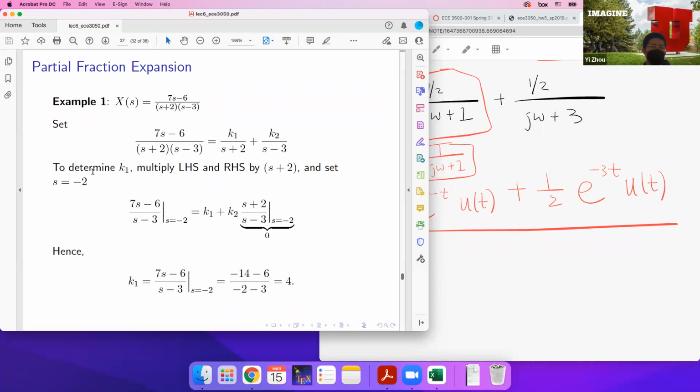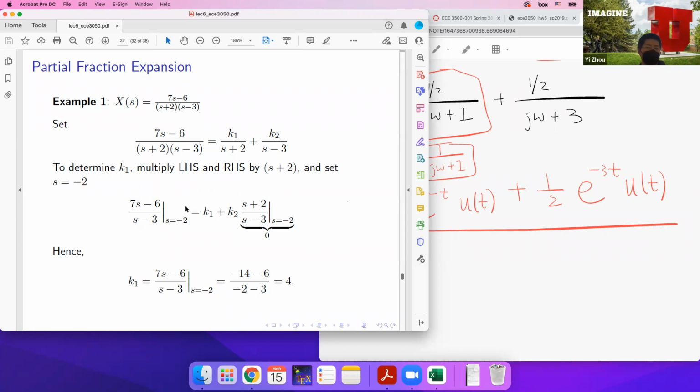So for example, to determine the coefficient K1, we simply multiply both sides by s plus 2. So we can get rid of the denominator here and end up with a constant K1. Okay, so multiply both sides by s plus 2. And then, doing that, the left-hand side becomes this one, (7s minus 6) over (s minus 3). So s plus 2 goes away. And the right-hand side becomes this one. So you can see we have a K1 here.